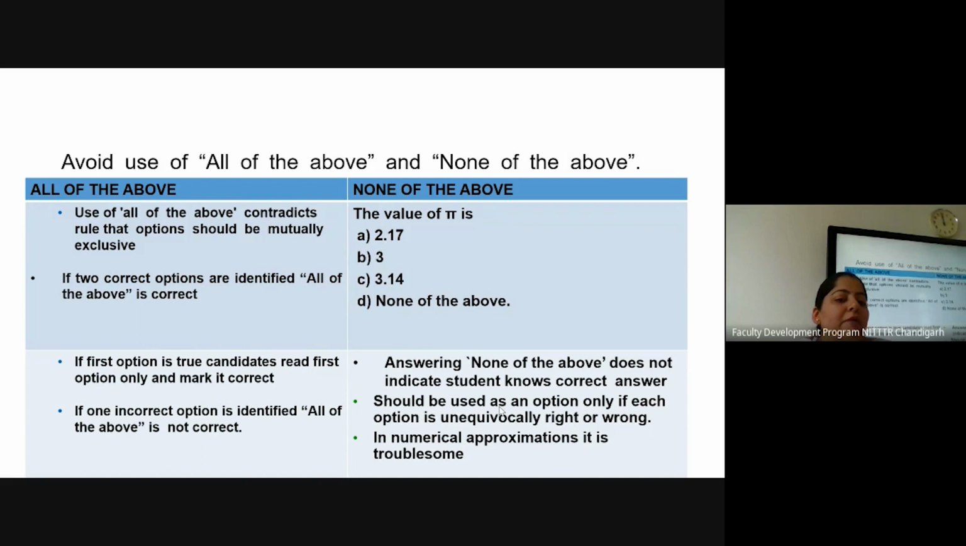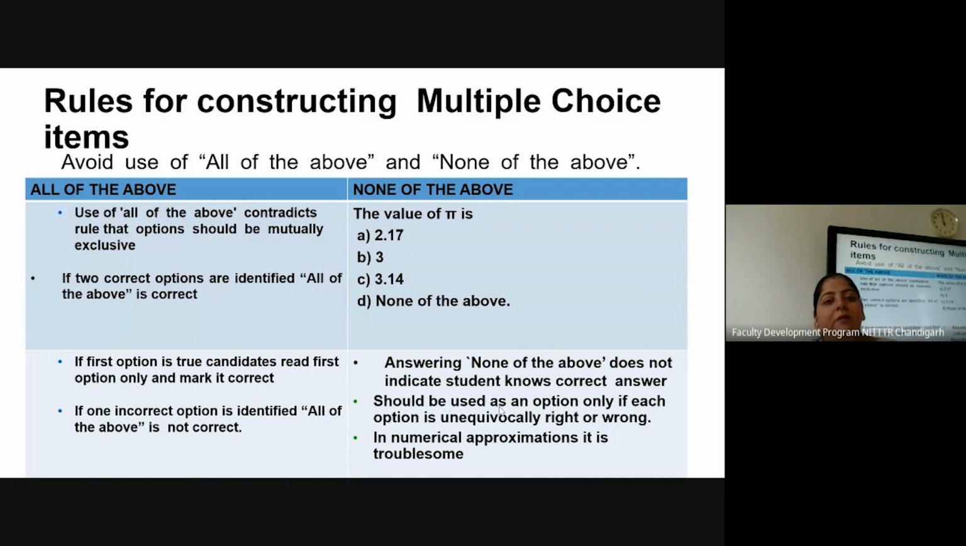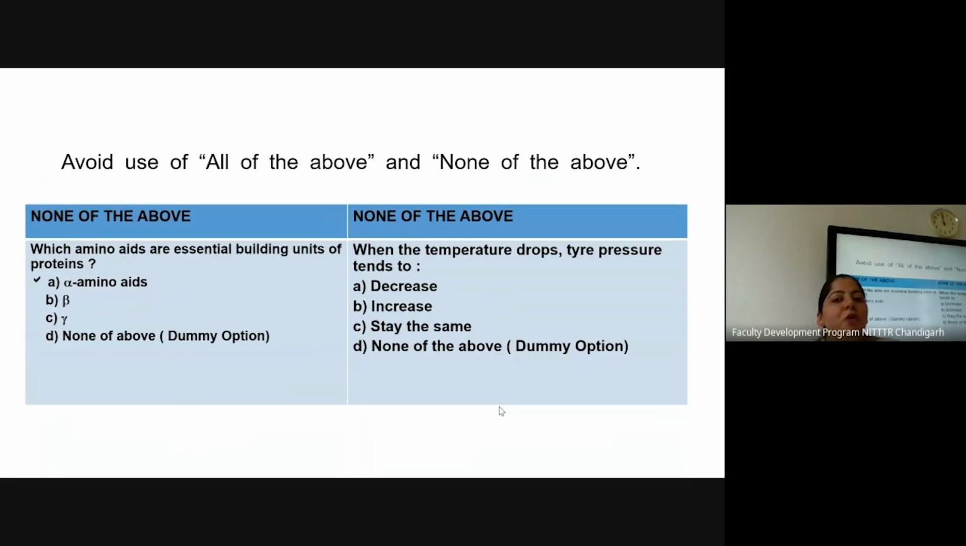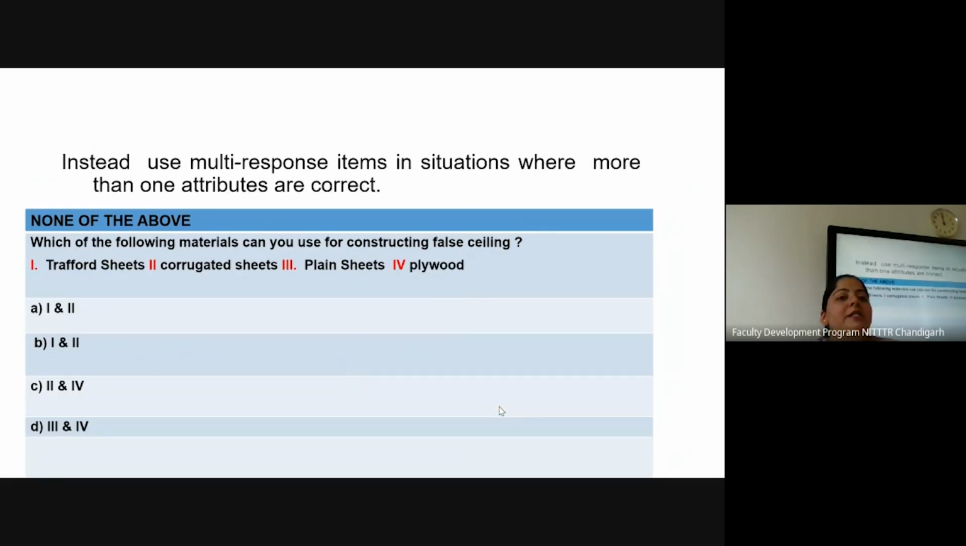So all of the above, none of the above, also give unintended clues and hints to the student. So in this particular case, restrict yourself to 3 options only rather than selecting 4 or 5. That needs to be avoided. Avoid use of all of the above and none of the above because they become dummy options in both cases. Instead, use multiple response items in situations where more than one attribute is correct.